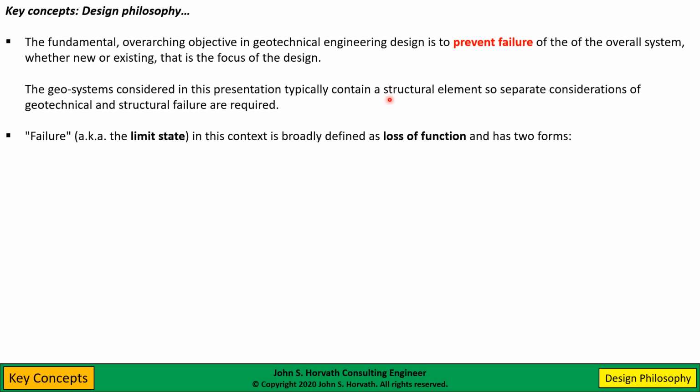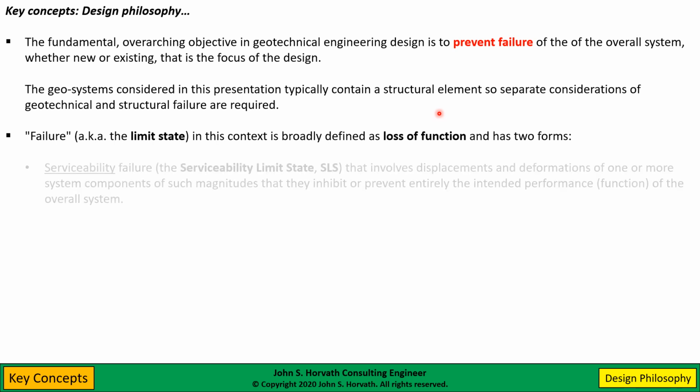Failure, as we use it in a civil engineering context, the preferred term now is limit state, and I will use the term limit state primarily throughout this presentation. The limit state is broadly defined as loss of function. Function in this case being what the structure is intended to be used for. So the limit state has two forms.